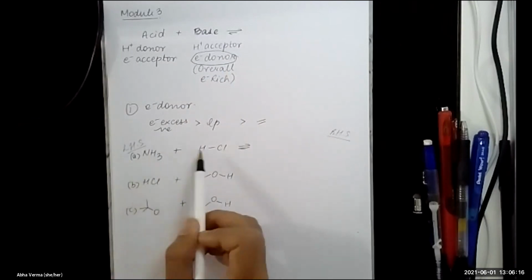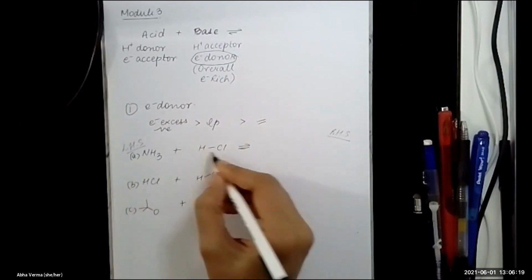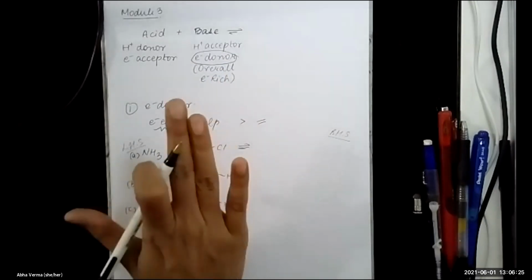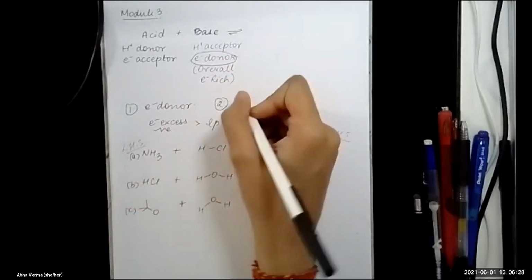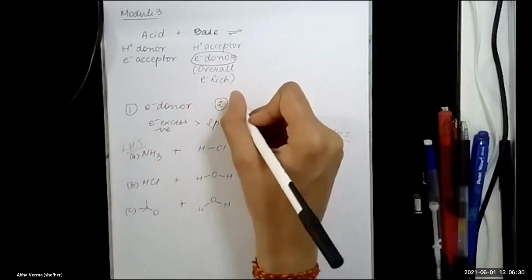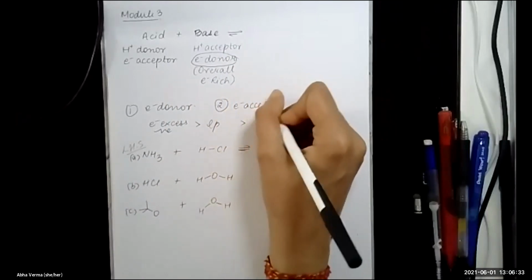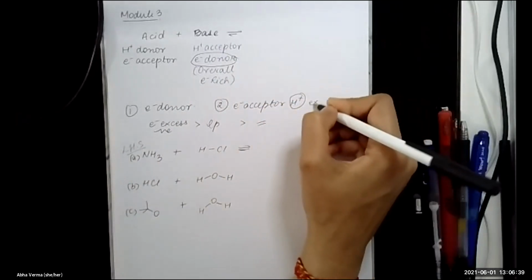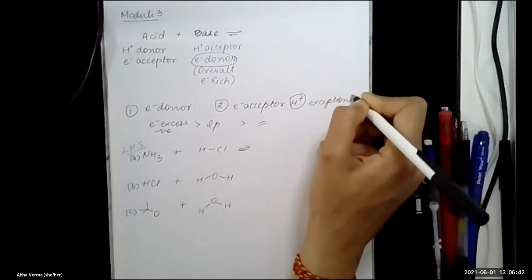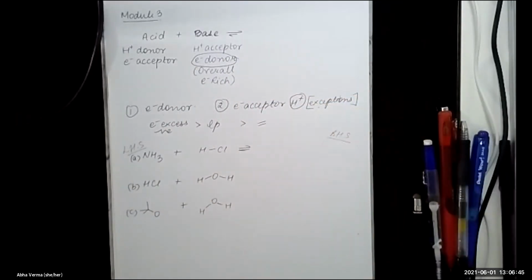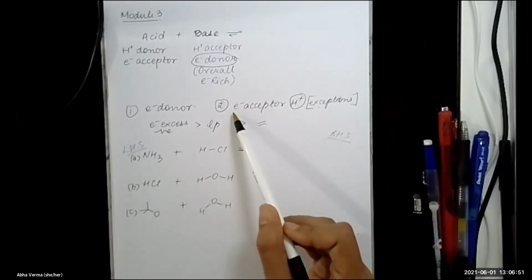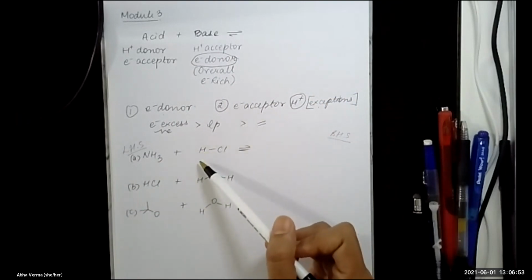Now looking at both of these, the hydrogen is attached to a chlorine and the hydrogen is attached to a nitrogen. 99% your electron acceptor will be a proton. But there are a few exceptions, and we will look at those also. So whenever I ask you to look at an electron acceptor or the most acidic atom, try to look out for a proton.